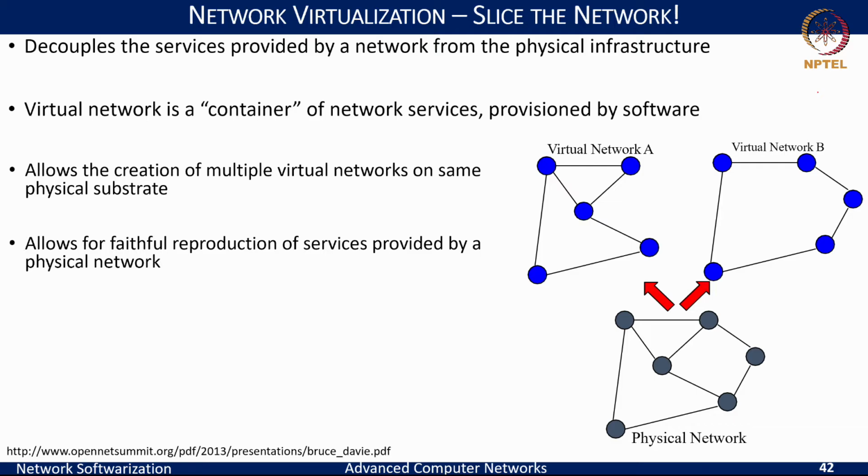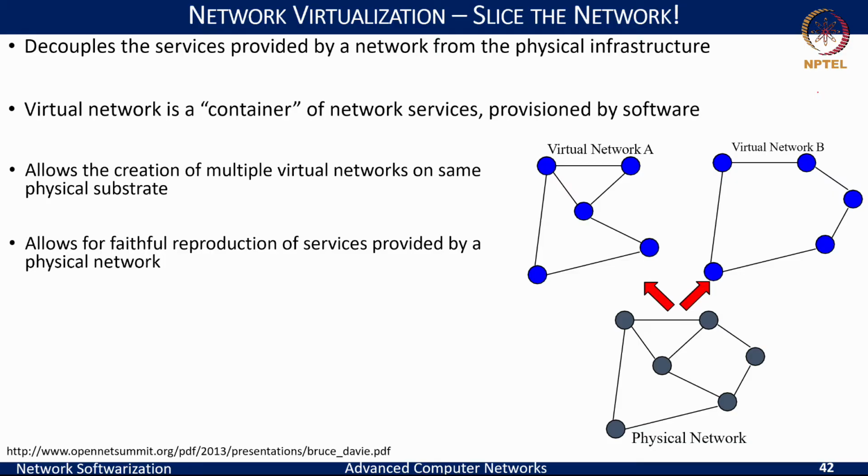And in a way, this is possible only because it is able to decouple the services that are provided by the physical network from the services that we would want to extract or juice out from the virtual networks. In essence, this virtual network is like a container of network services that would be provisioned by the software and instantiated on demand, while the physical network is set in stone and built, which cannot be changed anymore. So this allows for the creation of multiple virtual networks on the same physical substrate.